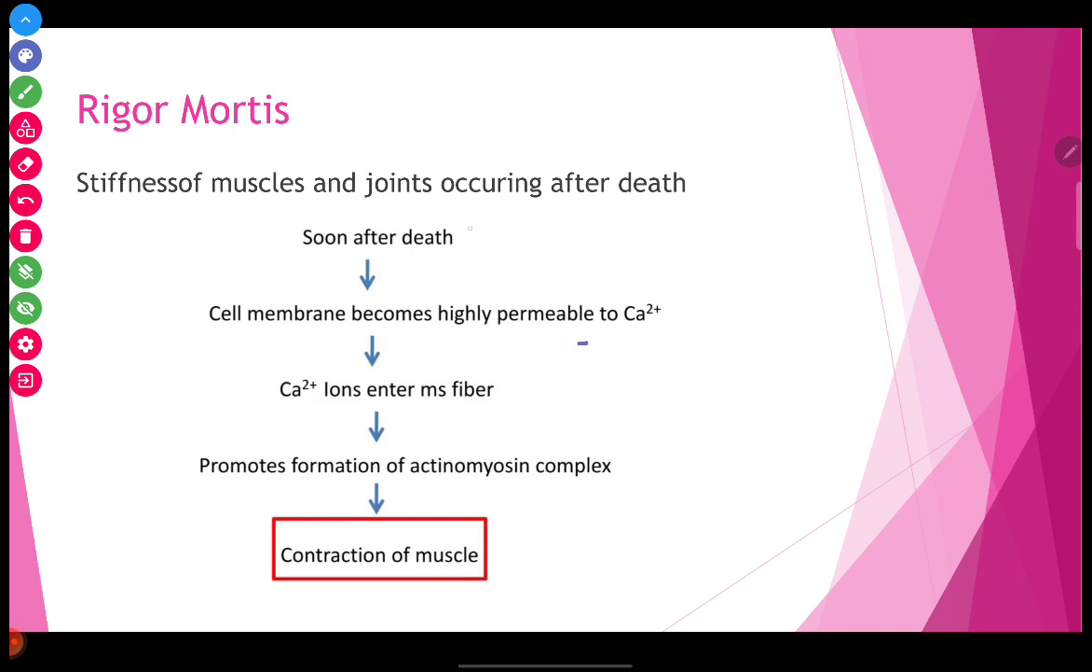Soon after the death, the cell membranes become highly permeable to calcium. So whenever the calcium ions are high, it promotes the formation of actin-myosin complex and it results in the contraction of the muscle. Now this rigor mortis is present only for a few days after the death. So what is the mechanism behind this stoppage of rigor mortis? We can look into it.